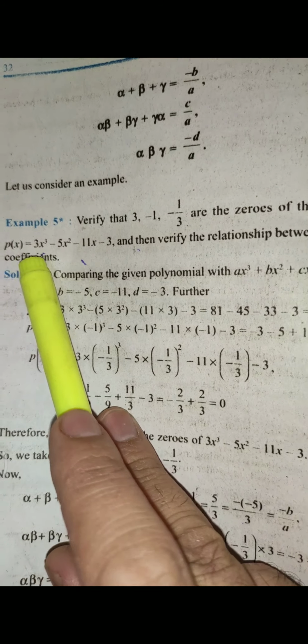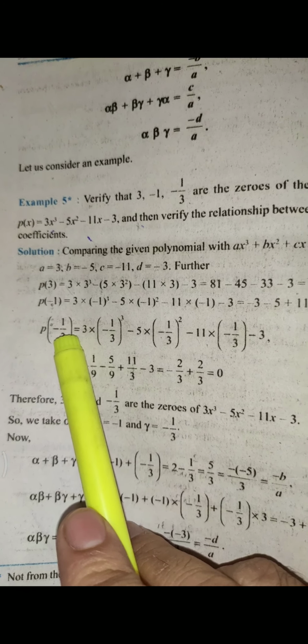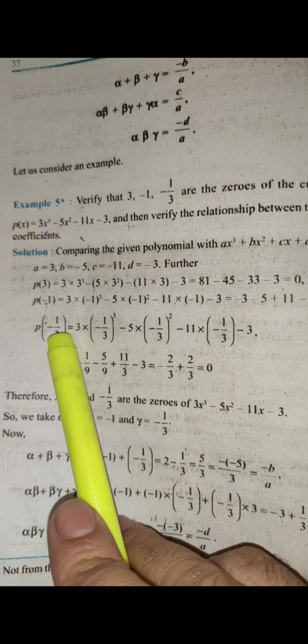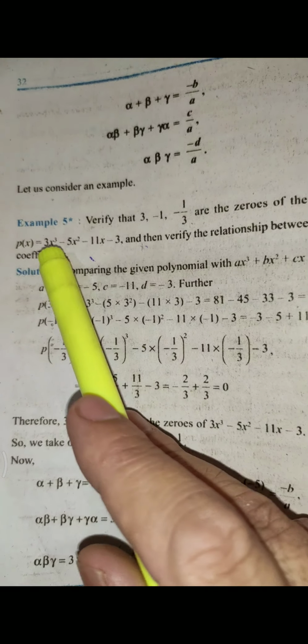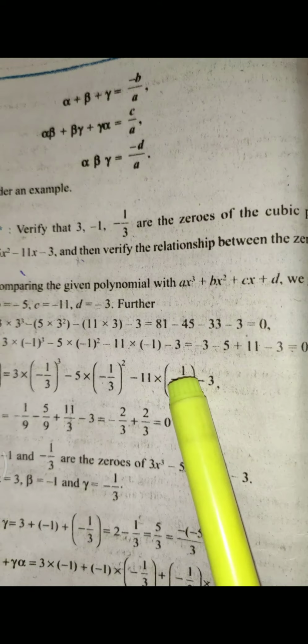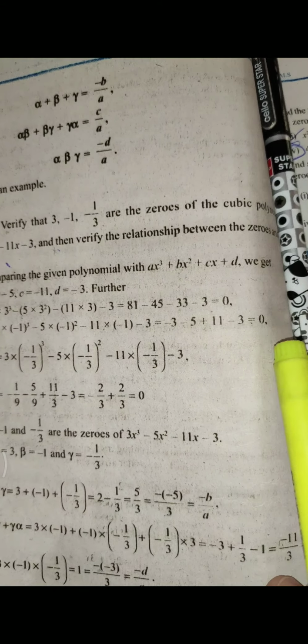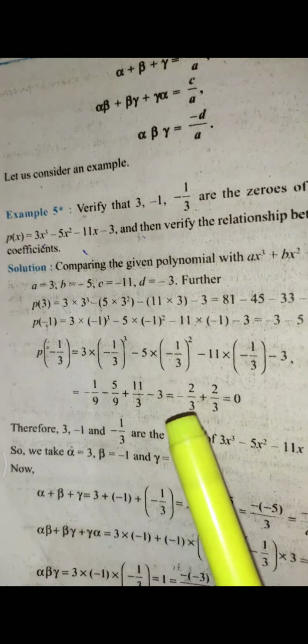Let's revise the definition of a zero of a polynomial. A real number k is said to be a zero of a polynomial if p(k) is equal to 0. Now the next number, minus 1. Substitute in place of x once again and simplify it. What you are getting? The whole expression value becomes 0. So by definition, minus 1 is a zero of this polynomial p(x).